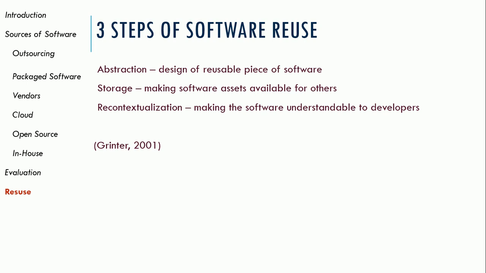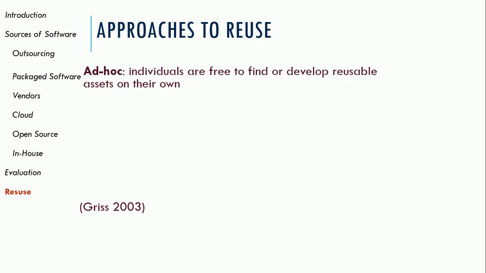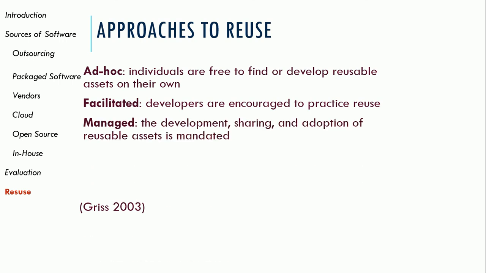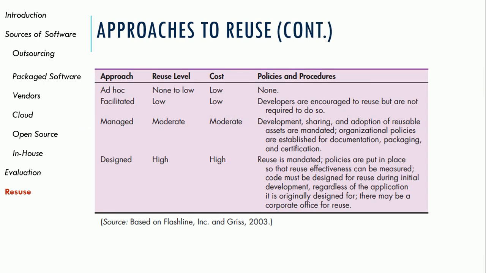A lot of times when we get projects in IT and we look at what somebody else did, it's so complicated that by the time we decompose what they've done and figure out exactly how it works, we could have just built our own system, right? That's what they're talking about with recontextualization. Some approaches are the ad hoc approach, where individuals just kind of do this on their own. You can have a facilitated approach, where you encourage reuse and the practice of recontextualization, for example. And then a managed approach, where the development, sharing, and adoption of reusable assets is mandated by the organization. Those are some different ways that we can approach this.